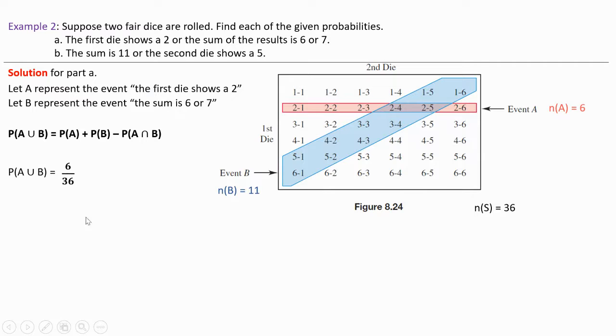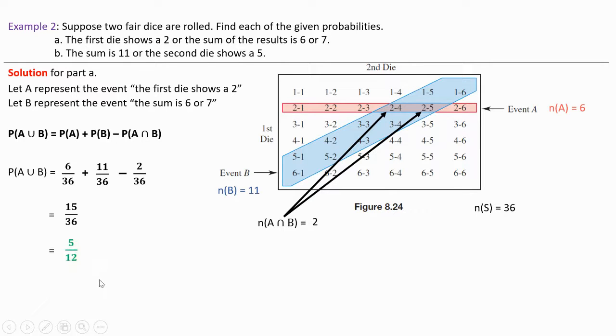So it's going to be 6 over 36, that's event A. Event B is 11 over 36, minus the probability where A intersects B, where these two intersect. That's these right here, there and there, so it's going to be minus 2 because there's 2 of them. So 6 plus 11 minus 2 gives us 15 over 36. We reduce it, and the answer is 5 over 12.